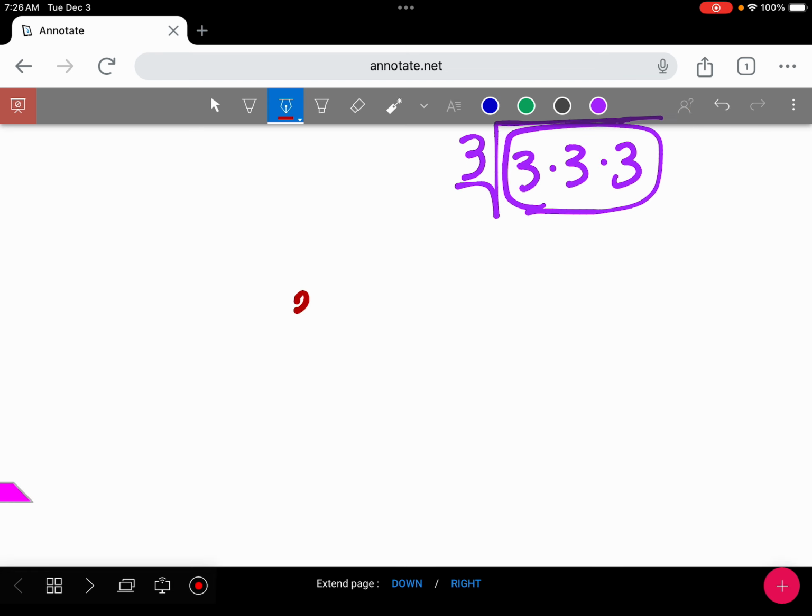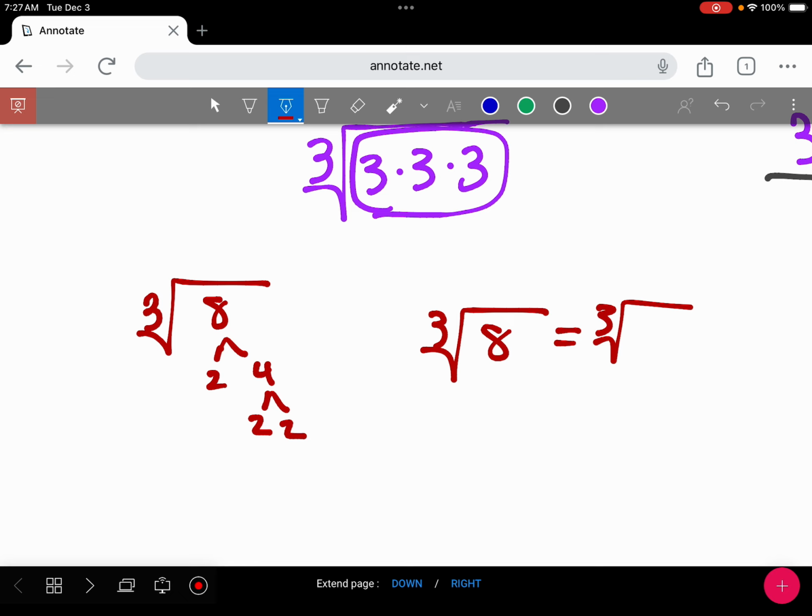Let's do it. So our cube root of 8. I want to break this up into things that multiply to make 8. So I could do 2 and 4. 4 breaks down into 2 and 2. So I could rewrite the cube root of 8 as the cube root of 2 times 2 times 2. My one set of 2's, that's what comes outside.